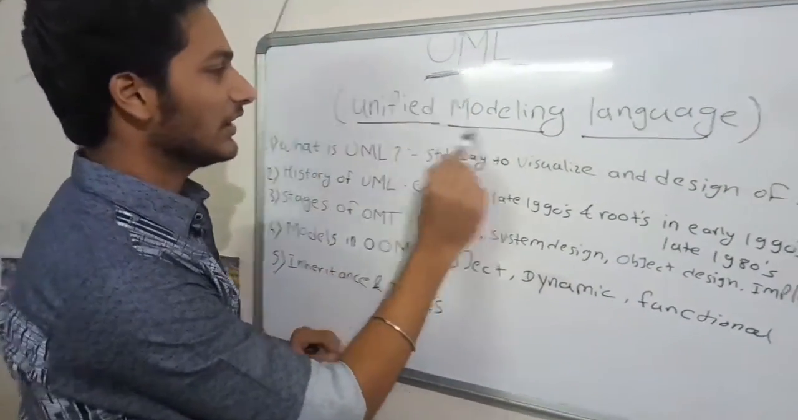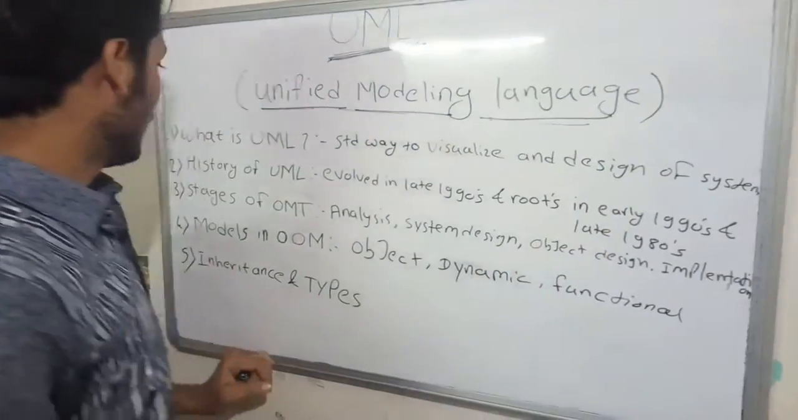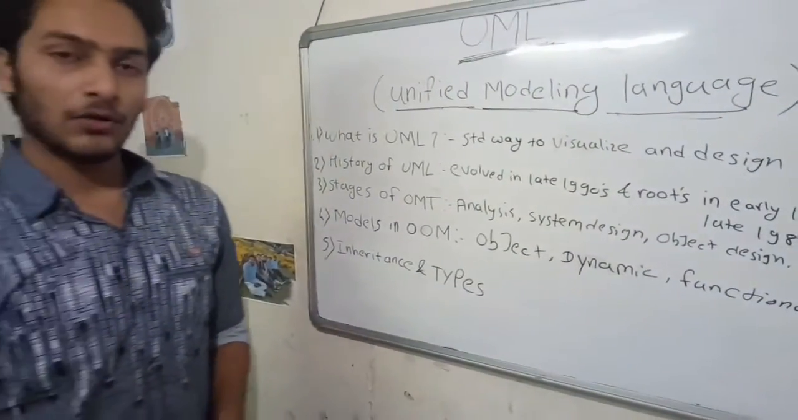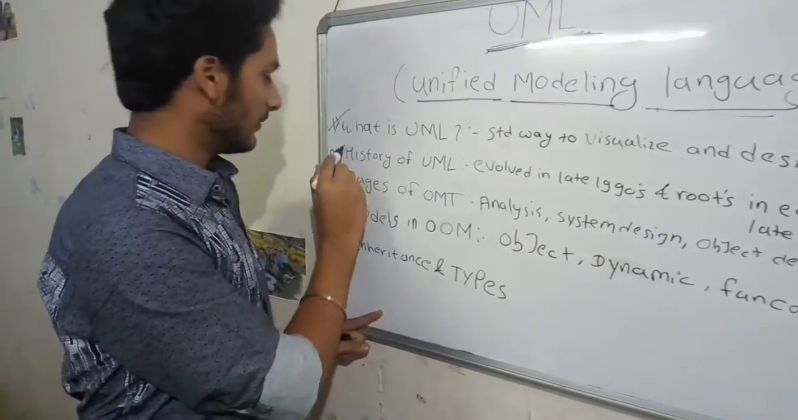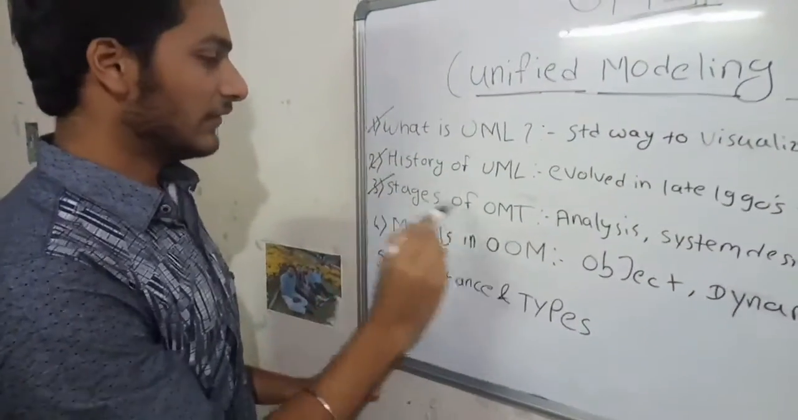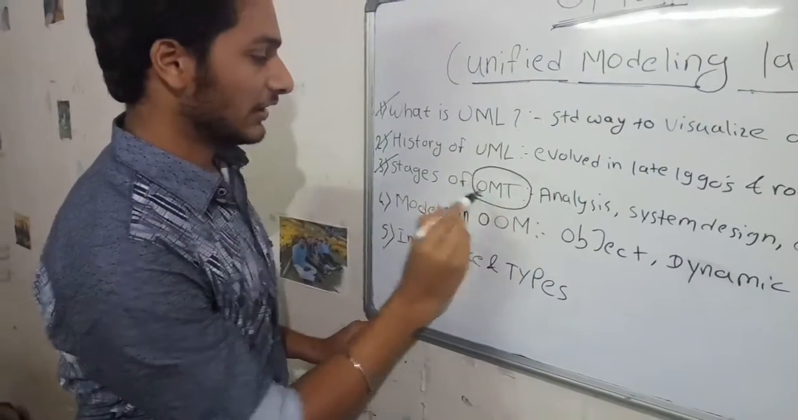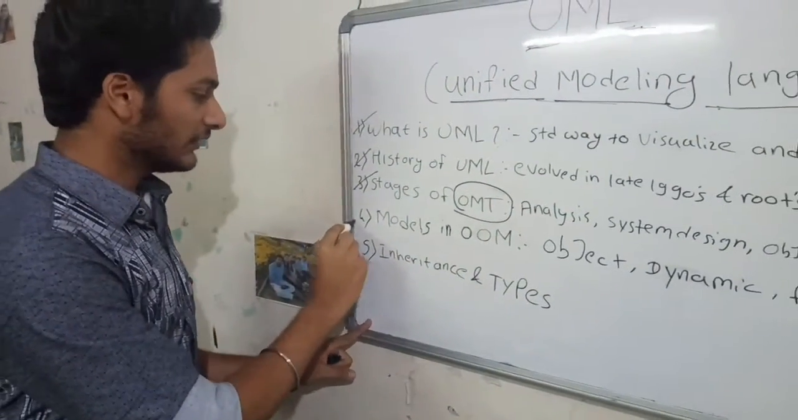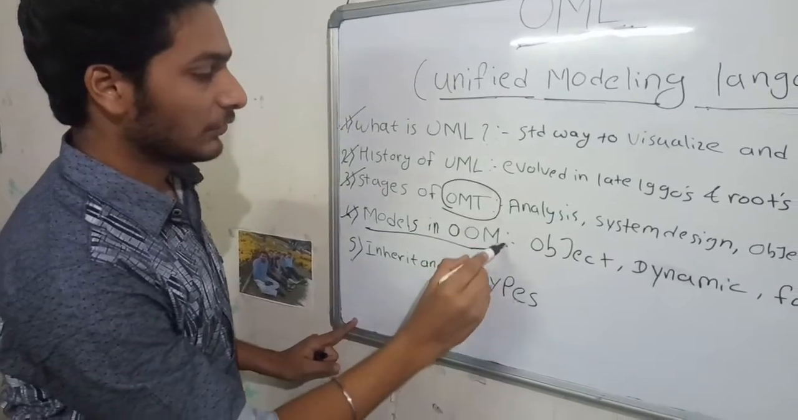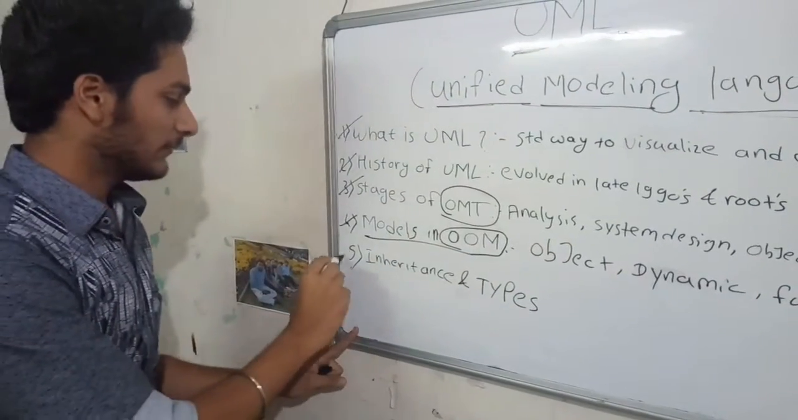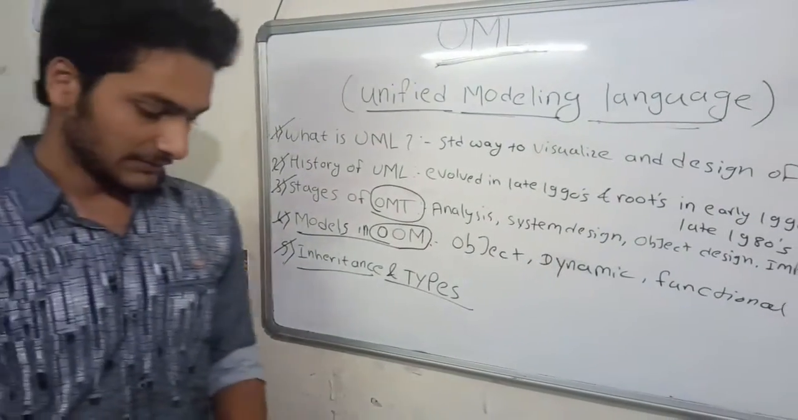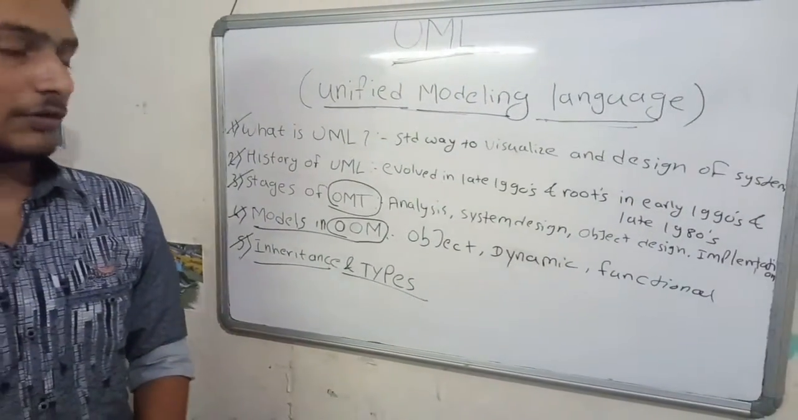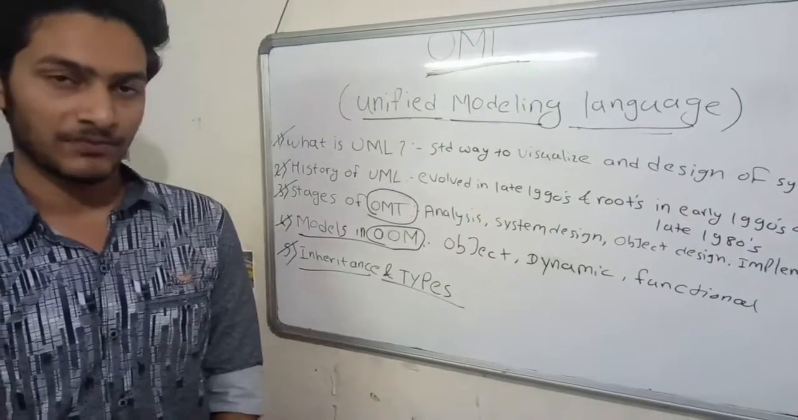UML is the Unified Modeling Language. In this video lecture, we are going to cover five topics: what is UML, history of UML, stages of OMT, that is object modeling techniques, models in OOM, that is object oriented modeling, and inheritance and its types. So what is UML? As I have told, UML is the Unified Modeling Language.